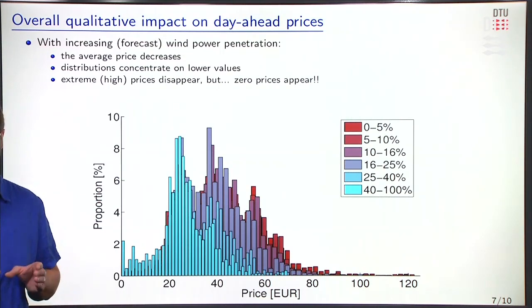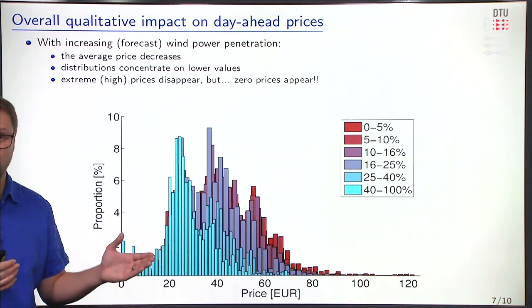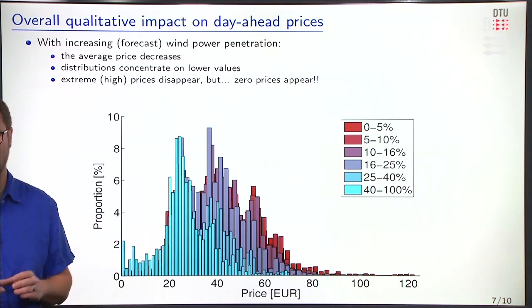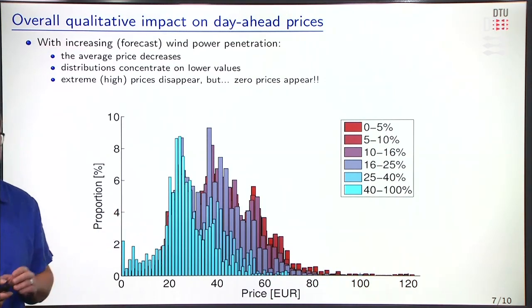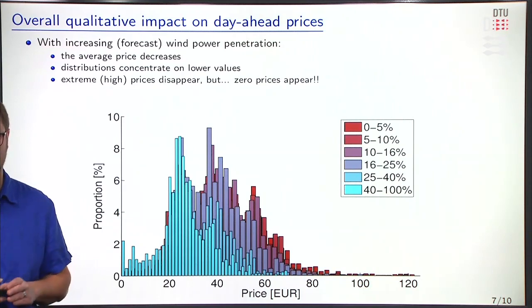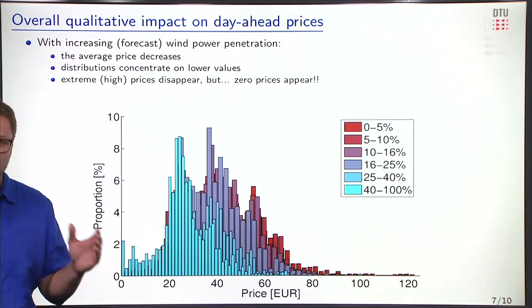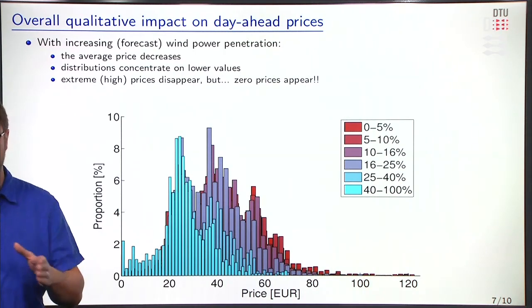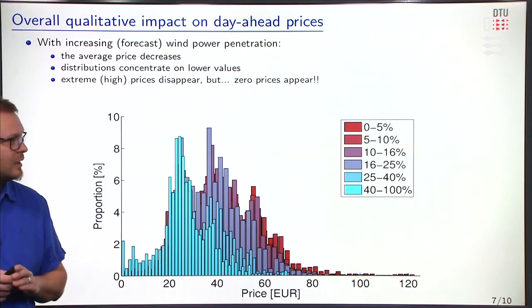But it's not just about the average price. The simulation results showed we also have to care about minimum price, maximum price, and maybe all the shape of the distribution of prices. So this is what was done here as an extension of the work in the previous slide.